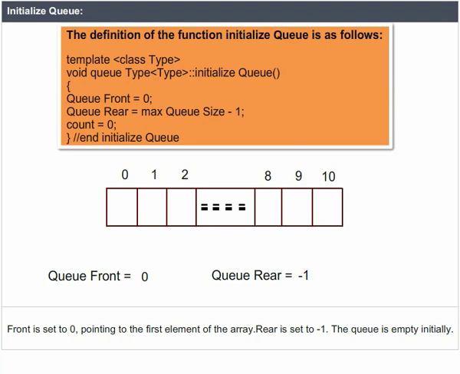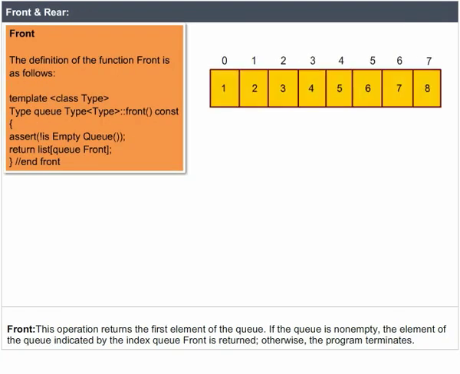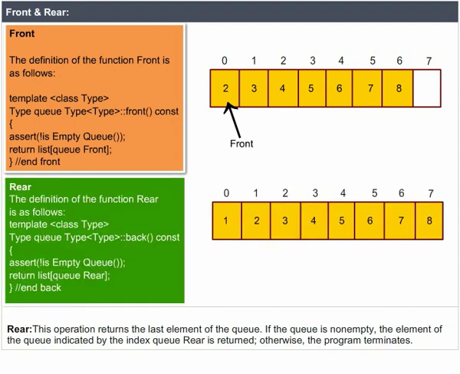Front and rear. Front: this operation returns the first element of the queue. If the queue is non-empty, the element of the queue indicated by the index queue front is returned. Otherwise, the program is terminated. Rear: this operation returns the last element of the queue. If the queue is non-empty, the element of the queue indicated by the index queue rear is returned.